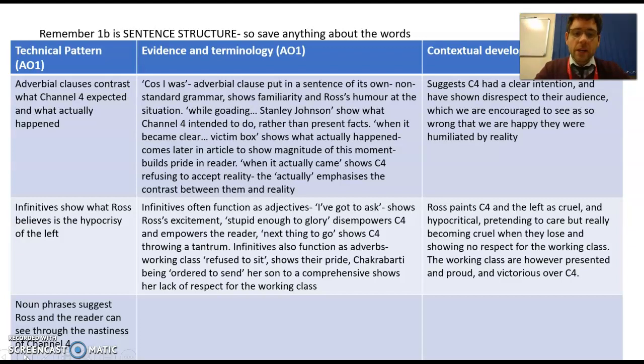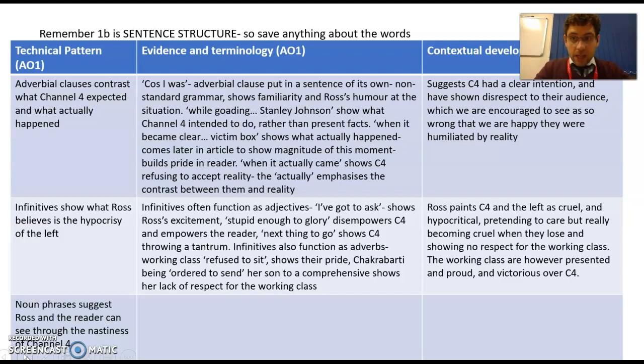You've also got infinitives that function more like adverbs. They describe what people are doing. So the working class refuse to sit. Okay, so it's describing there. It's working like an adverb because they refuse very proudly. What do they refuse to sit down? To show their pride. Shami Chakrabarti looks like she's been ordered to send her son, okay, to a comprehensive. So the idea that she's so out of touch that she hates the idea of her son being educated with the working classes.